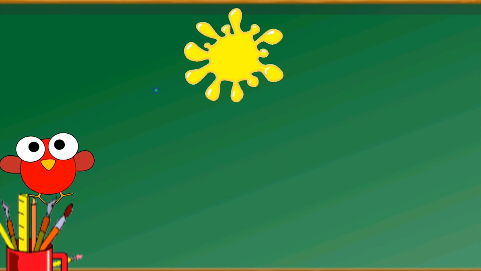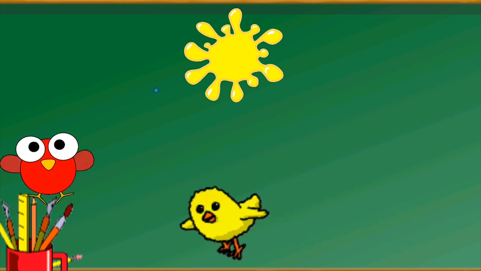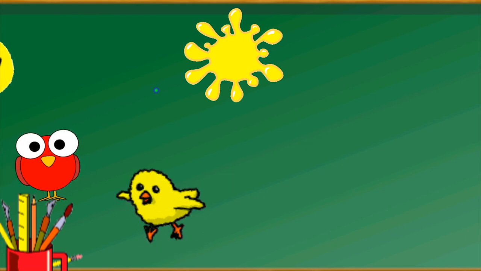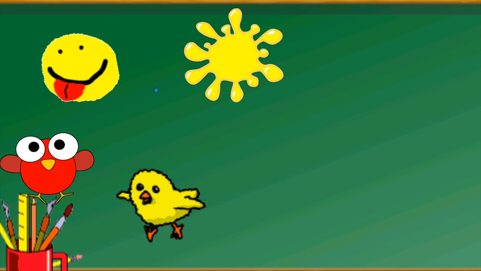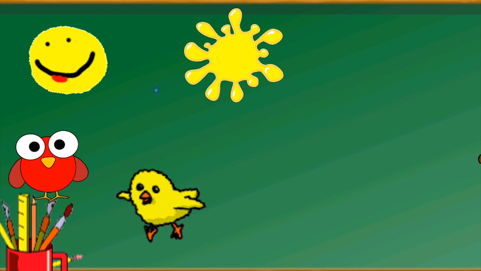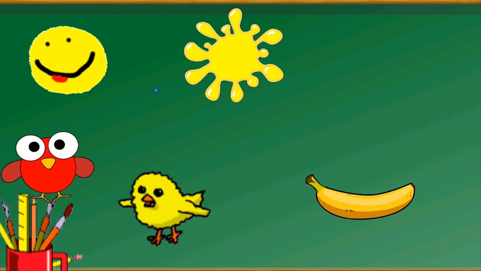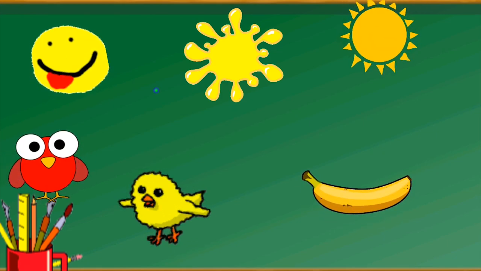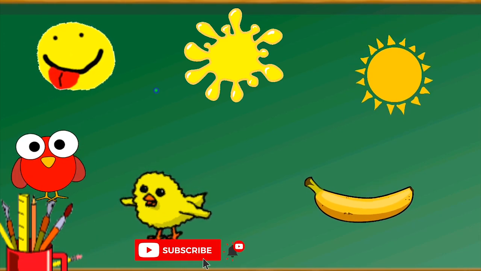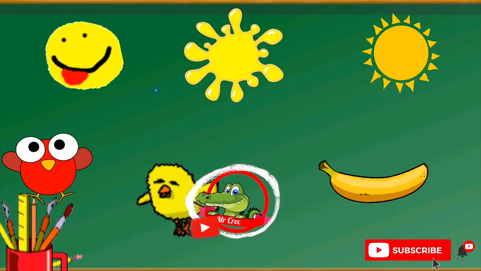This is the yellow color. The bird is yellow. The emoji is yellow. The banana is yellow. And the sun is yellow. Yellow emoji, yellow bird, yellow banana, and yellow sun.